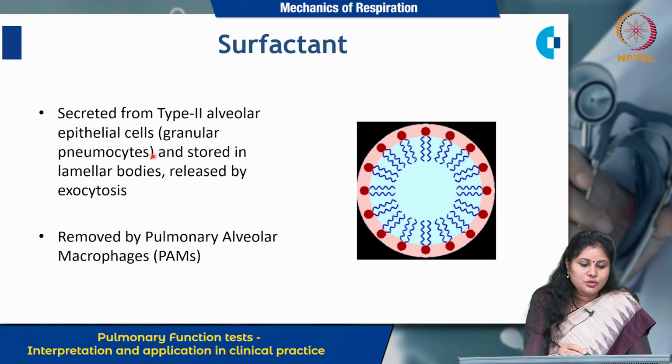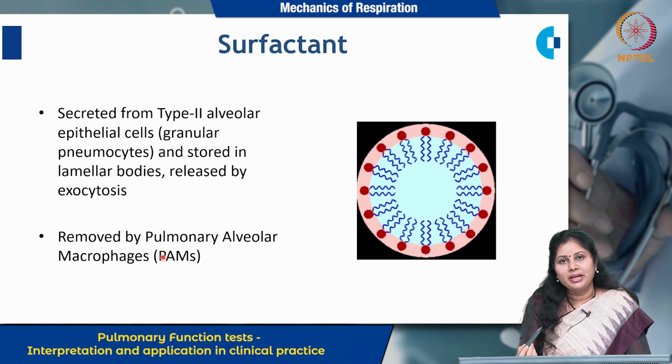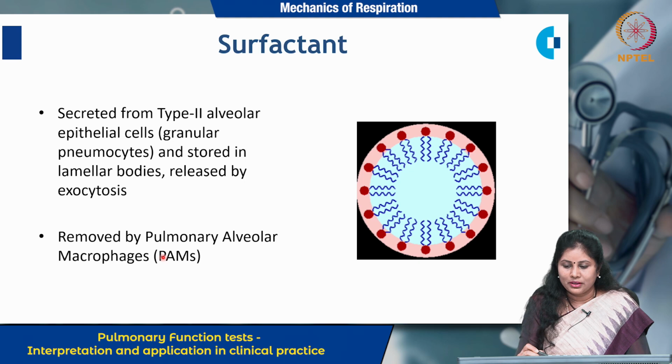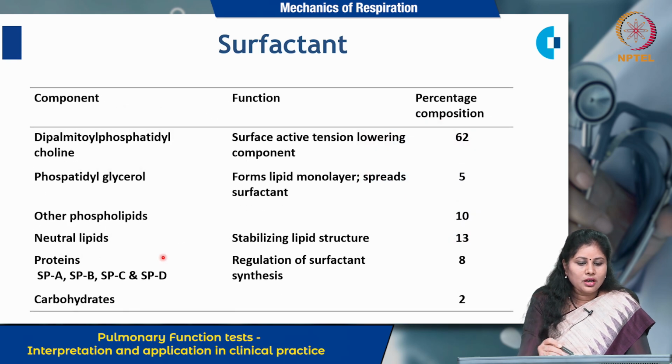The surfactant is produced in the type 2 cells, stored in the lamellar bodies, and whenever needed, released by exocytosis. It is also removed by the pulmonary macrophages. So this is the composition of the surfactant. The chief component is dipalmitoyl phosphatidylcholine, then phosphatidylglycerol, other phospholipids, neutral lipids, proteins, surfactant proteins A, B, C and D, and a little bit of carbohydrates.